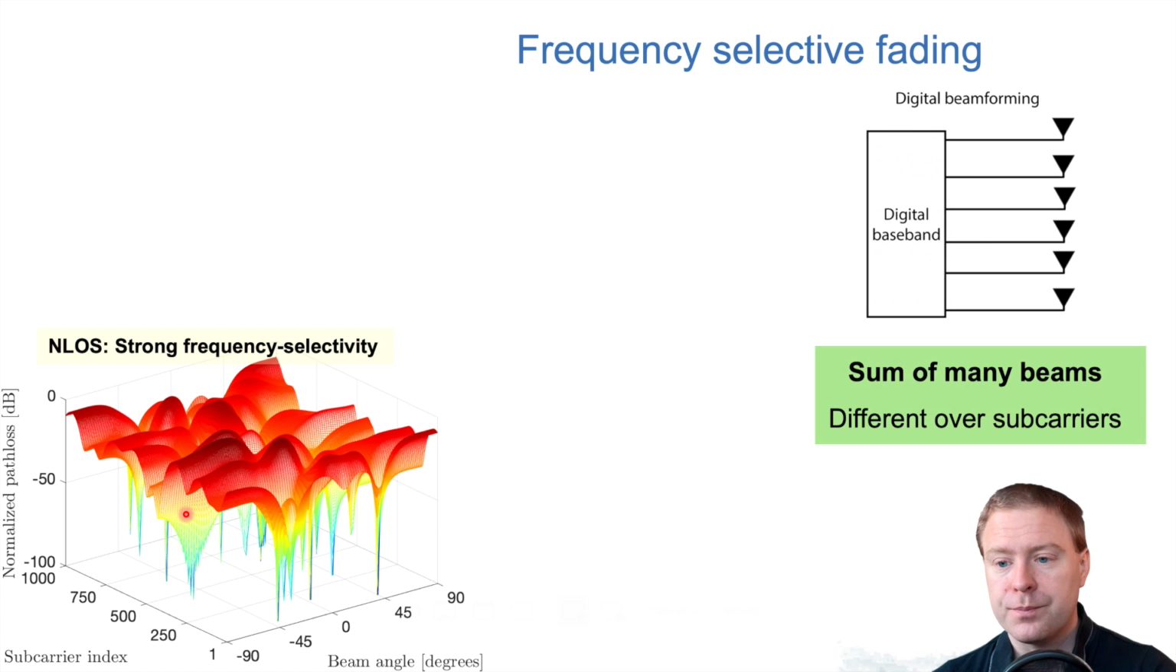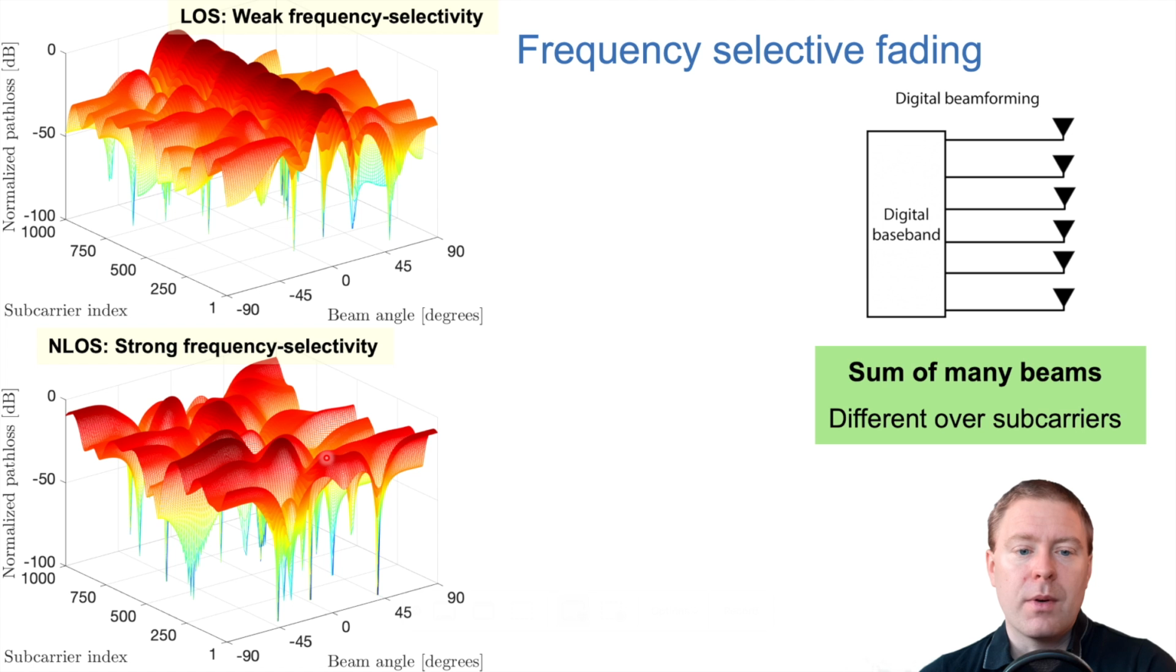So for this reason, in 5G, for example, we are using digital beamforming so that we can transmit on each antenna a sum of many different beams, and we can change it for different subcarriers as well. So we can tune it for every subcarrier, we can just select one or a multitude of beam directions and utilize them when transmitting.